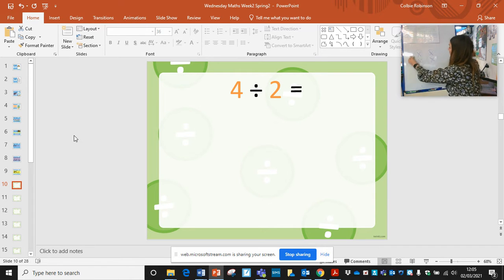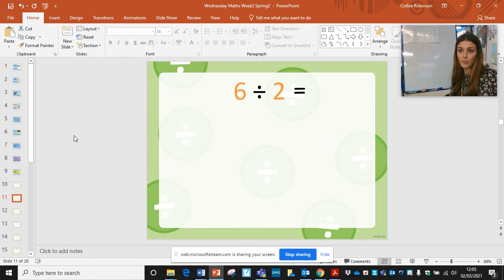So they're the 2 ways that you can represent your jotting. Your arrays are just what I showed you there. It's where my crosses are almost lined up into groups, and that's something that you'll use as well in your multiplication as you move on. So next one then is 6 divided by 2.